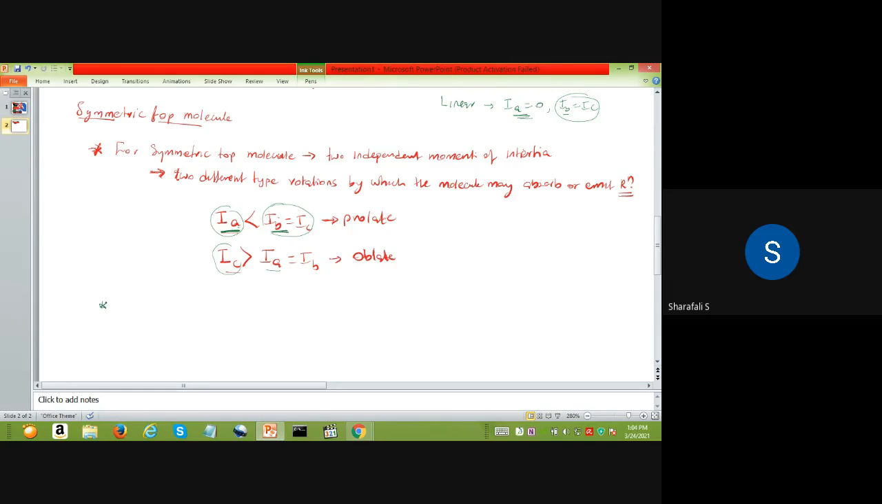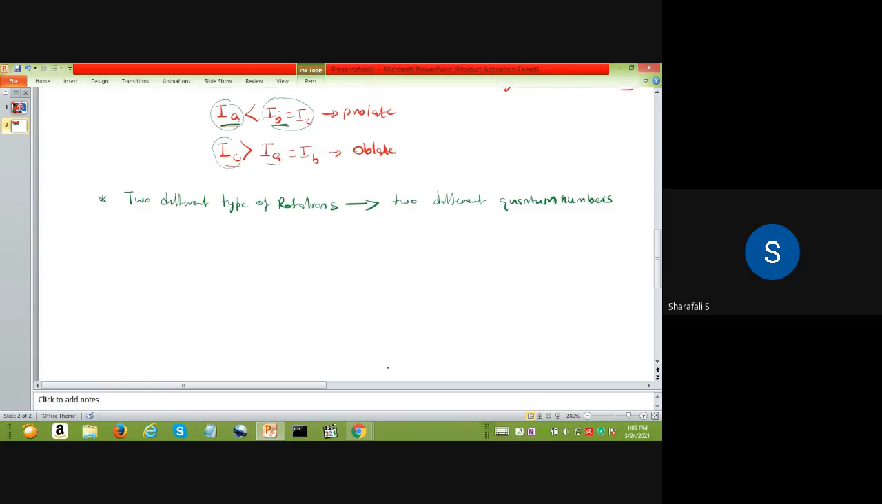So there are two different kinds of rotations. It results in two different quantum numbers. In the linear case, we have only considered a single quantum number, the rotational quantum number, which is nothing but J. But in this case, we have two different types of rotations, so we have to consider two different quantum numbers.